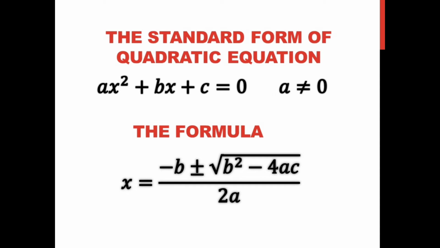So the quadratic formula is x is equal to negative b plus or minus the square root of b squared minus 4ac, all over 2a.